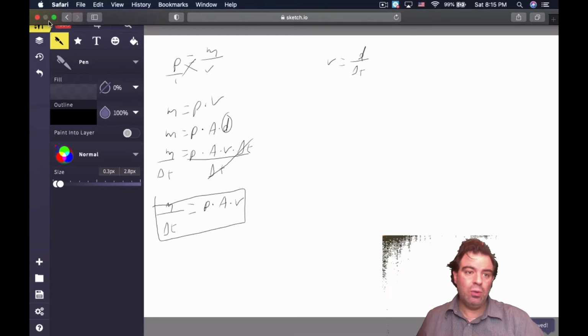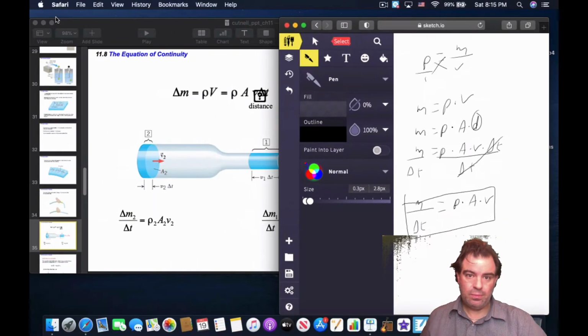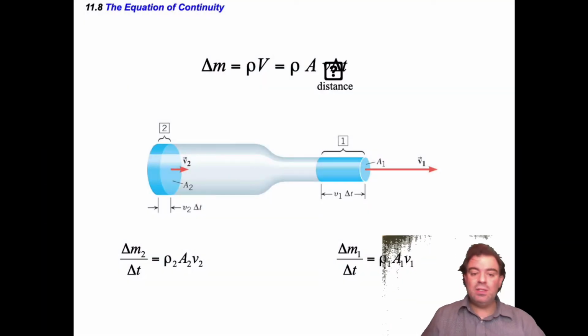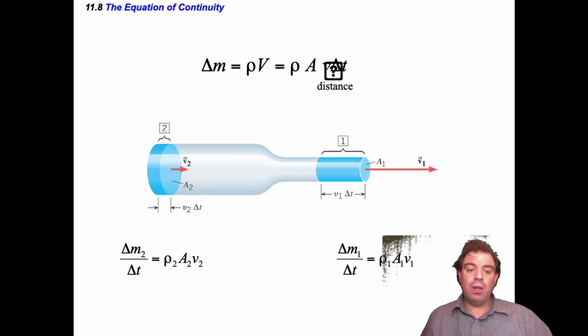So let's look at it in a little bit more detail. Going back to our PowerPoint presentation, let's say we have two sections: section 2 and section 1. As we just saw, the mass flow rate is equal to density times area times the velocity of the particles. So as you can see, the mass flow rate on both sides has to be equal.